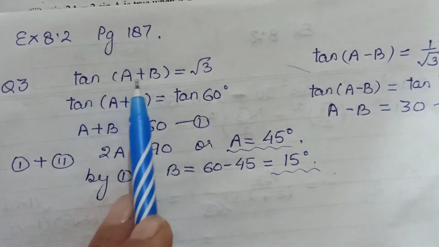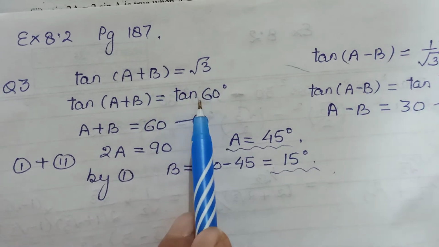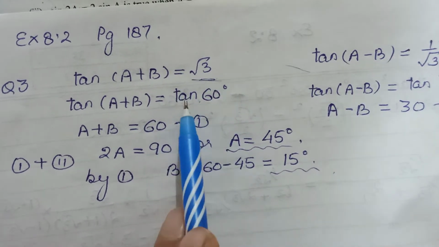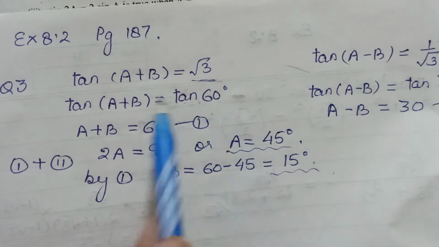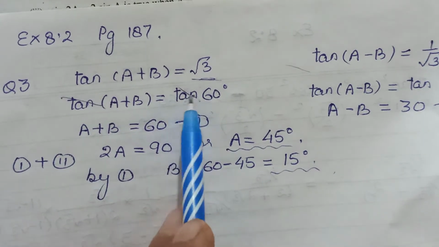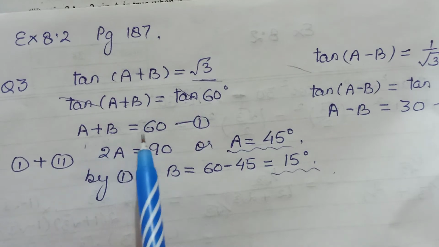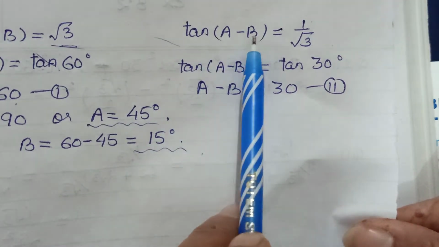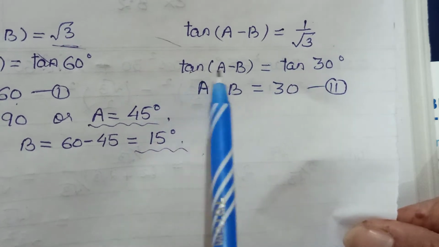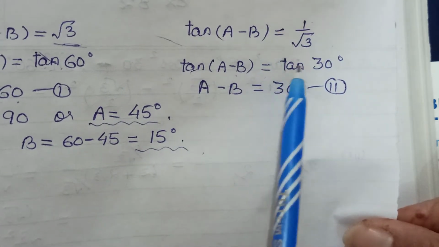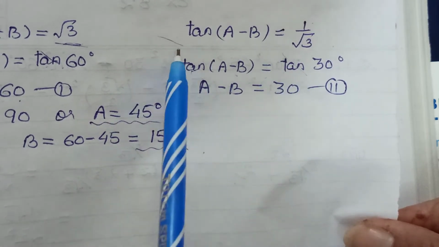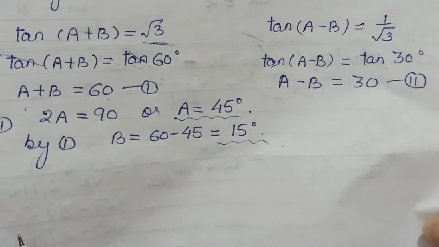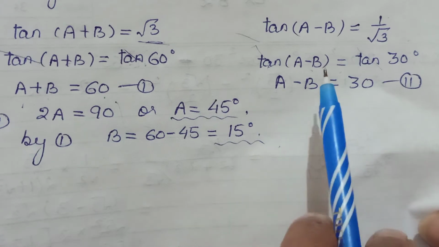So we were given tan of a plus b is √3. √3 we'll write as tan 60. We know value of tan 60 is √3. So this √3 has been replaced by tan 60. So tan balances and the angles become equal. That means a plus b is equal to 60, first equation. Likewise, you were given tan of a minus b is equal to 1/√3. Tan a minus b, 1/√3 is value of tan 30. Again, balancing, a minus b is equal to 30. So these are your two equations now. A plus b is 60, a minus b is 30.